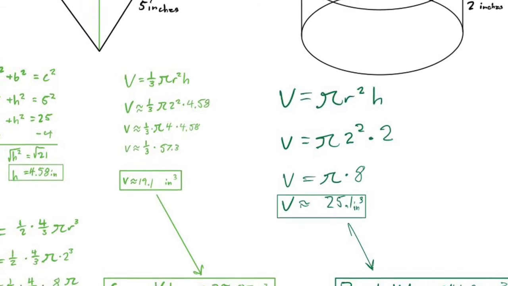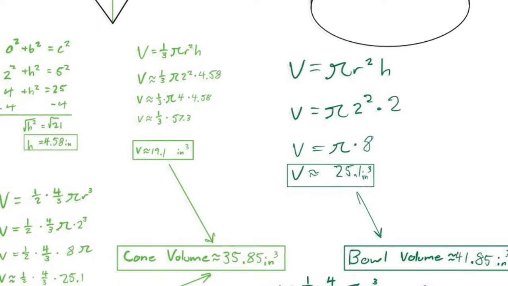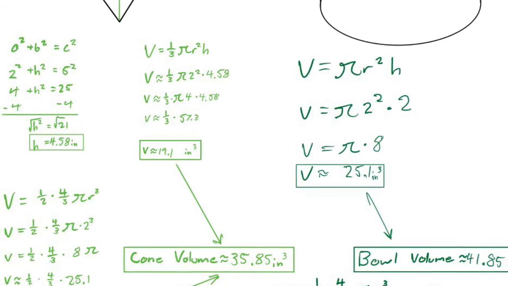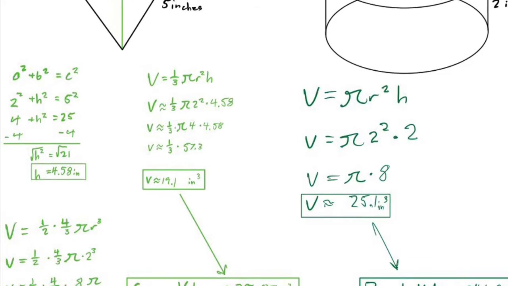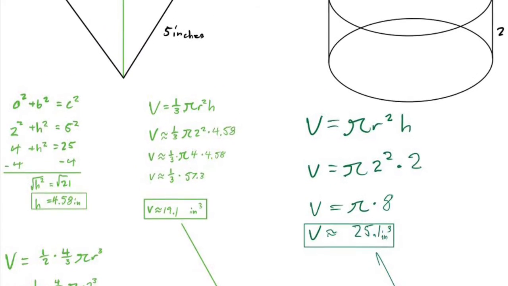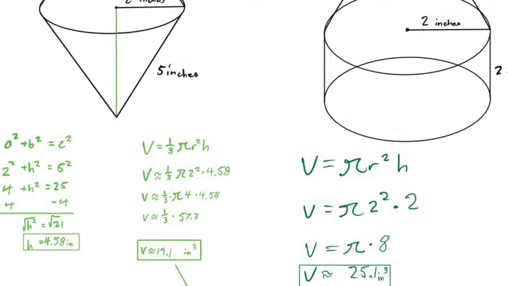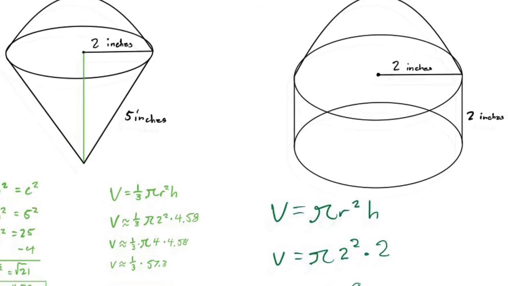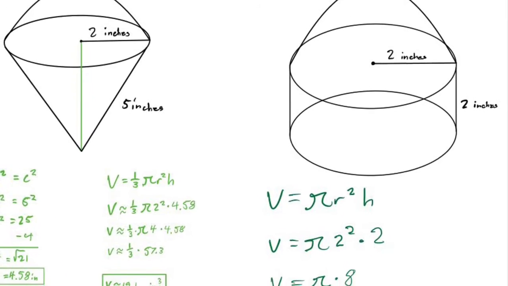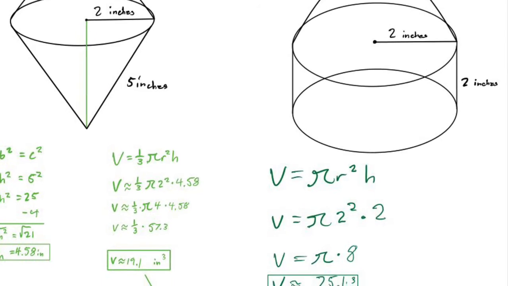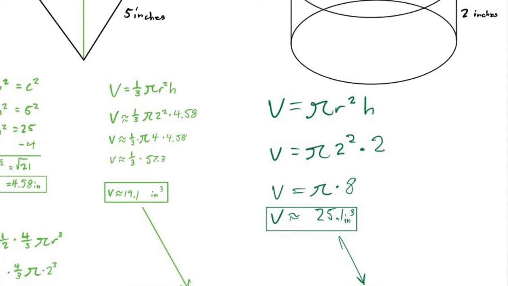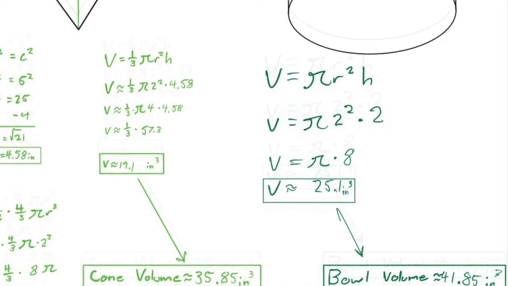We then use the same formula that we used on our cone to find the half sphere on the bowl. Since both the cone and the bowl have the same radius, we're going to get the same answer. Using our formula of volume equals 1/2 times 4/3 pi r cubed, we then plug in our numbers, and we get volume equals 16.75 inches cubed.